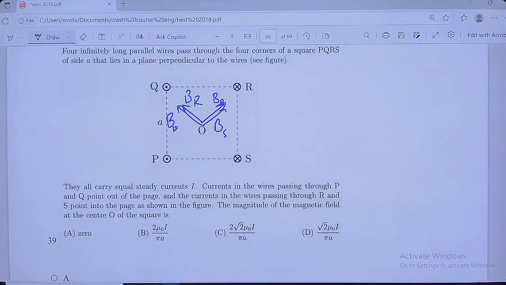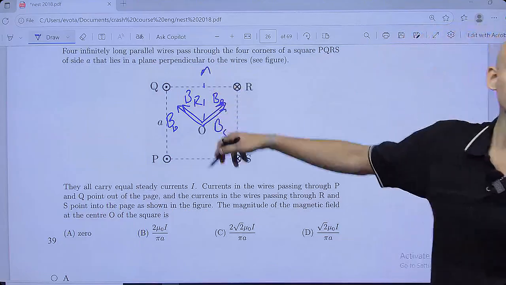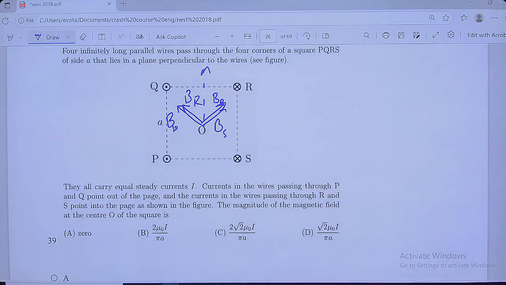So the resultant of all of this, you will basically add the vertical components and the horizontal components exactly get cancelled out. Very simple, just use Biot-Savart law over here and you will exactly get the value of magnetic field. It's clear or not? Tell me quickly. Quickly tell me, is this clear?